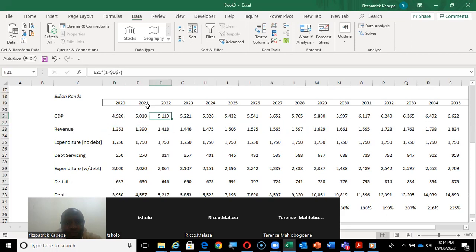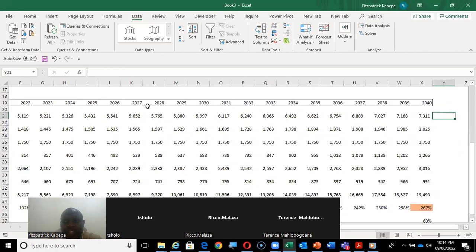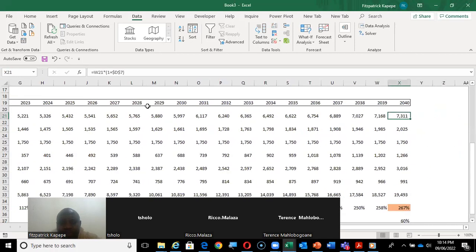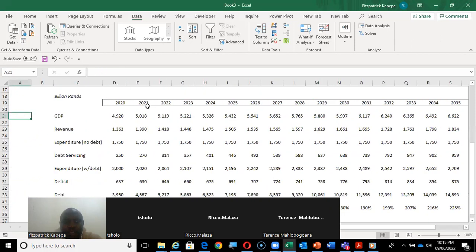Confirm on GDP. Check on the last number on GDP. What's the last number on GDP in 2040? No, it seems like you've done something. The last time I checked it, there was a difference when I turned my eyes.